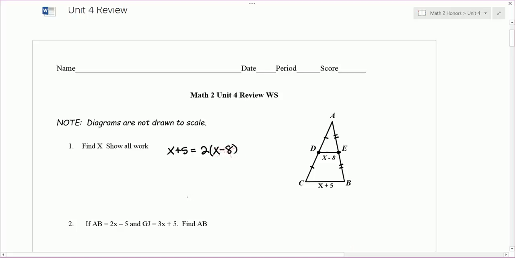And then from here we can solve by distributing 2, and I'll add 16 to both sides. Subtract x from both sides, and you get x is 21.